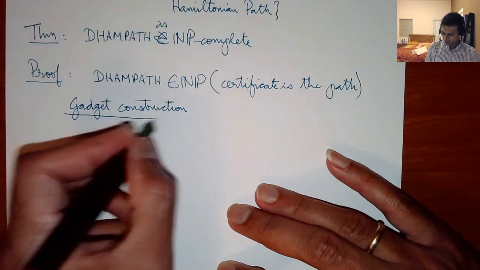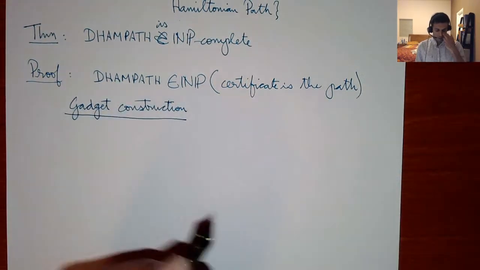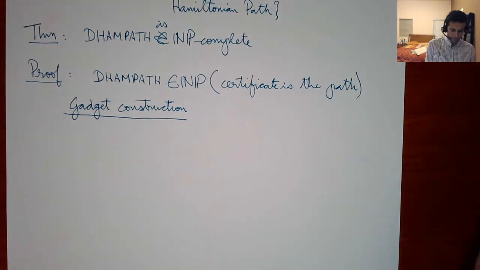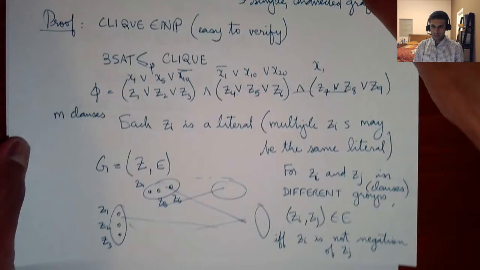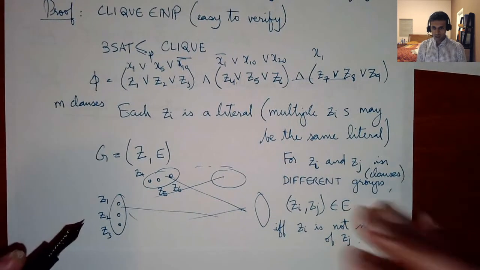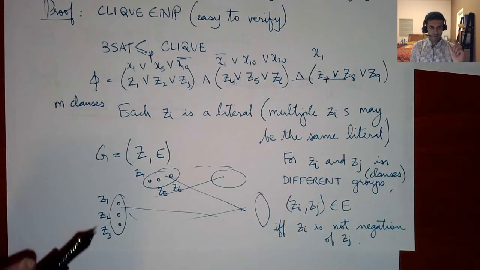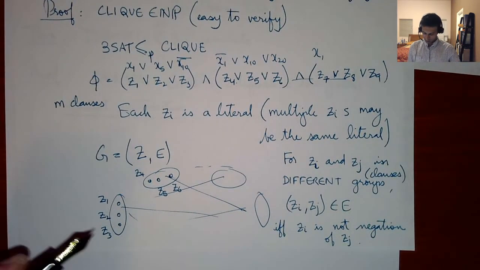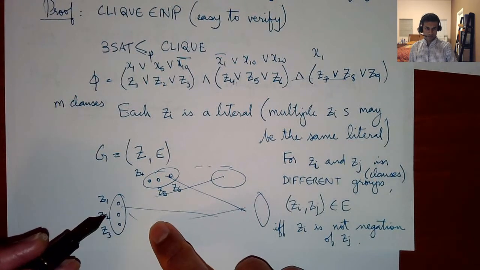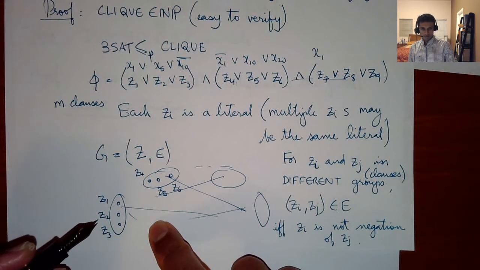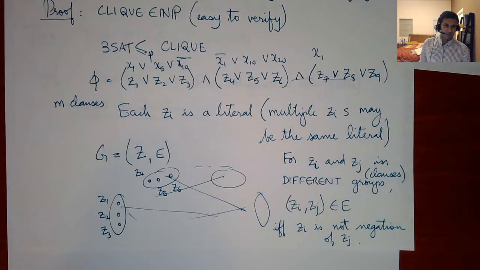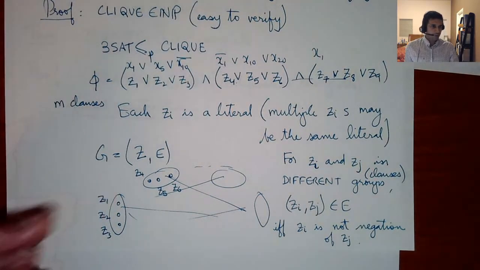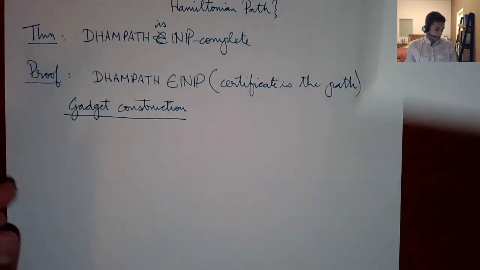Now we already did a gadget construction for the cliques. Think of this as called a gadget because what it says is you convert every clause into a set of vertices. But here, it's pretty much it. There's not much more than just this for the gadget reduction.